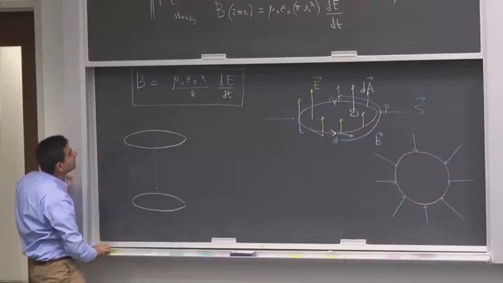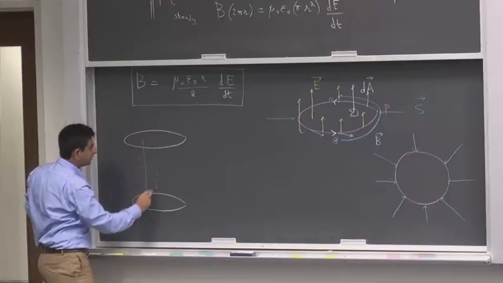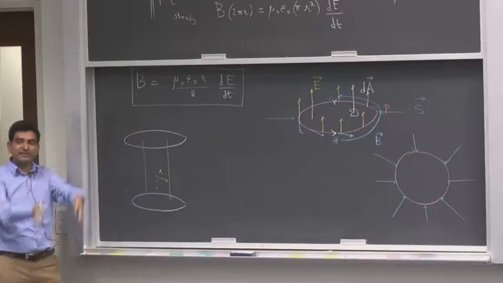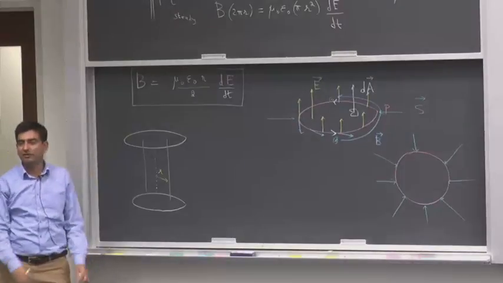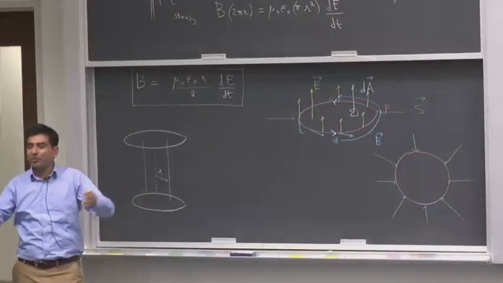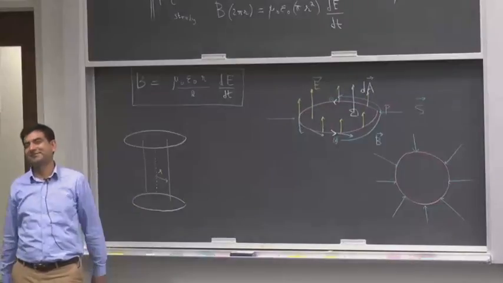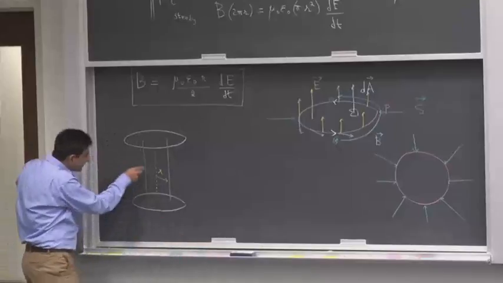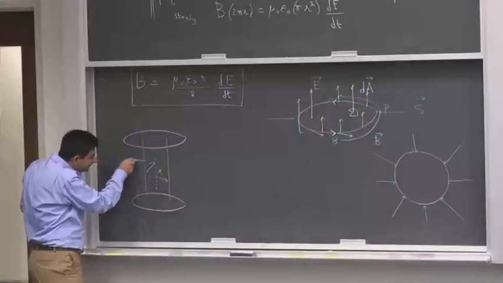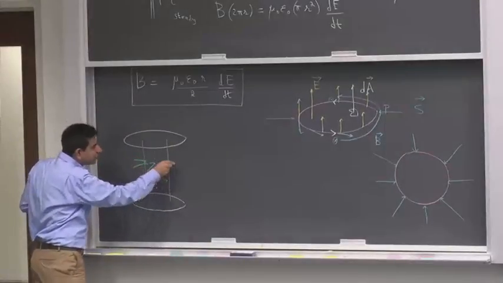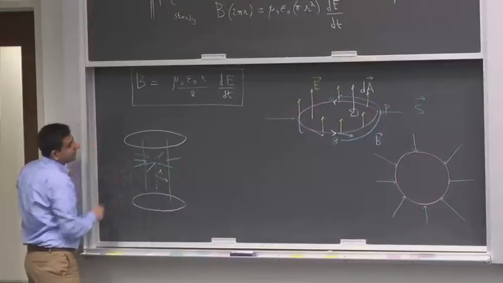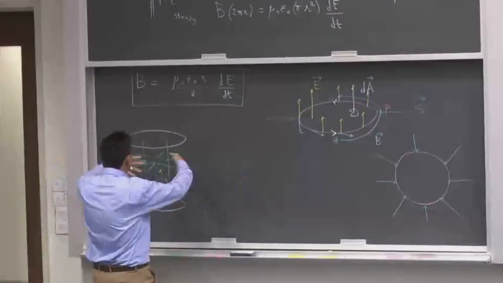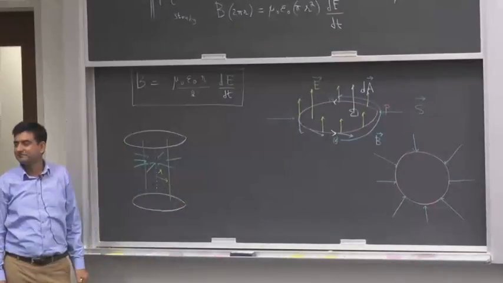I can construct a hypothetical cylinder of radius small r. So this is just a hypothetical cylinder. The Poynting vectors are all pointing radially inwards on the surface of this cylinder. They are all crushing upon the cylinder in a way. So energy is flowing into the capacitor. From outside, it's flowing into the capacitor.